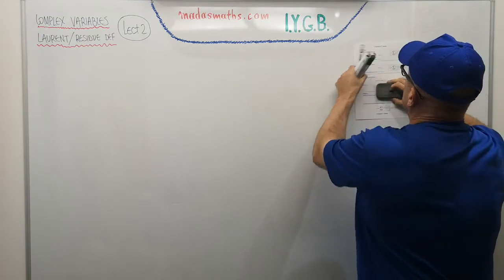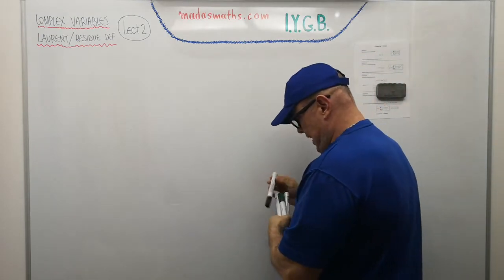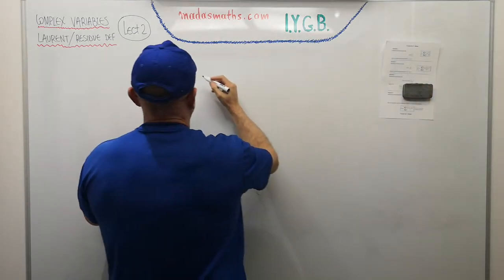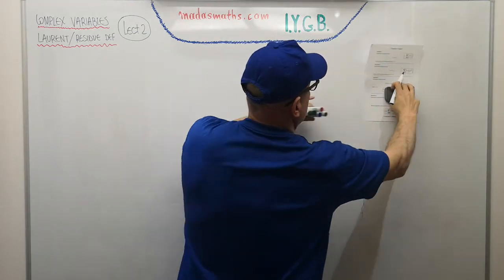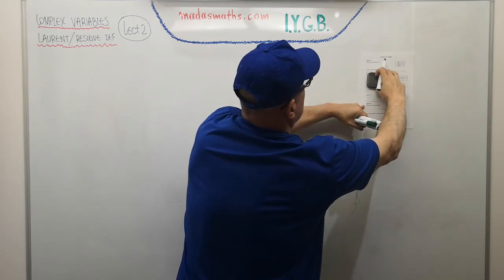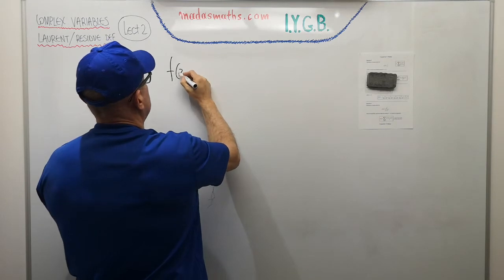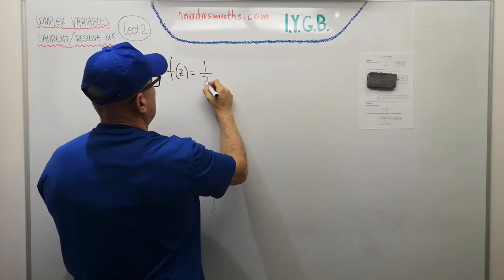So let's start with the first function that we got up there. We briefly mentioned Laurent obviously in the first lecture when we looked at poles and singularities and also that sort of stuff. So the first function is a very simple function. It's f of z is equal to 1 over z.